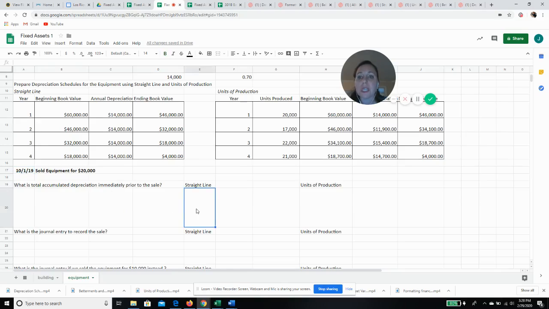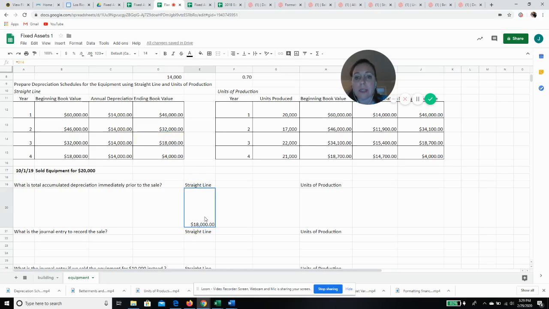So the first question is, what is our total accumulated depreciation prior to the sale? We're going to need to know this so that we can calculate the net book value and the gain or the loss on the sale. All right, so we sold it 3 years after buying it, so that's going to be the end of year 3. And under straight line, our accumulated depreciation will be $18,000.